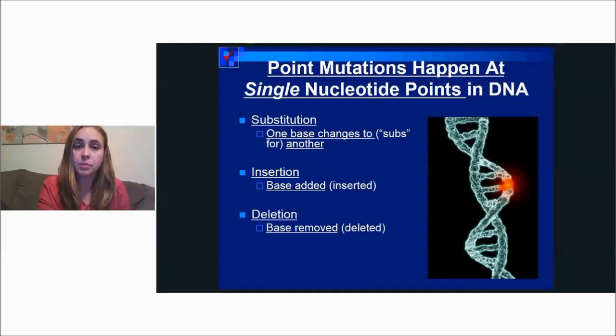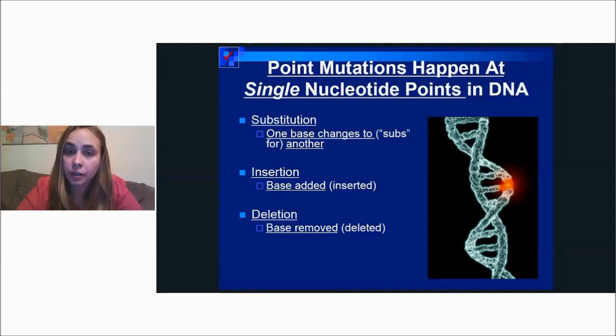In the case of a substitution, one base changes or substitutes for another. For example, you could substitute out the base adenine for guanine. Now, adenine does not pair to guanine, it pairs to thymine, but a substitution change would be just the base getting replaced or substituted out with a different one that it wasn't originally there.